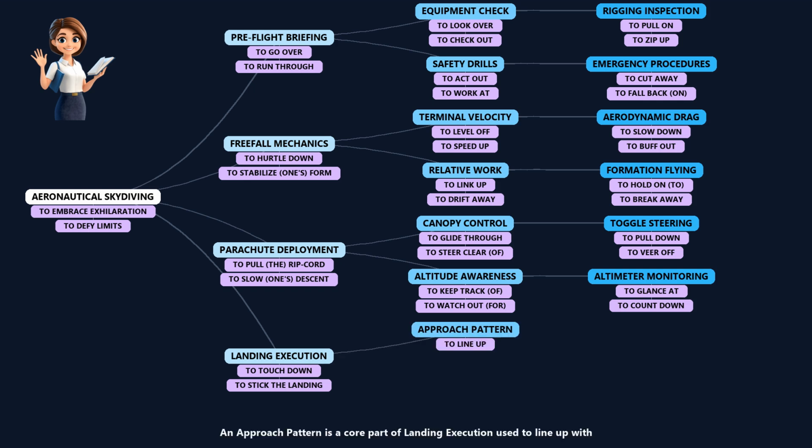Approach pattern. An approach pattern is a core part of landing execution used to line up with the target and head for the center of the field. This describes the circular path you fly to get ready for the final touch.